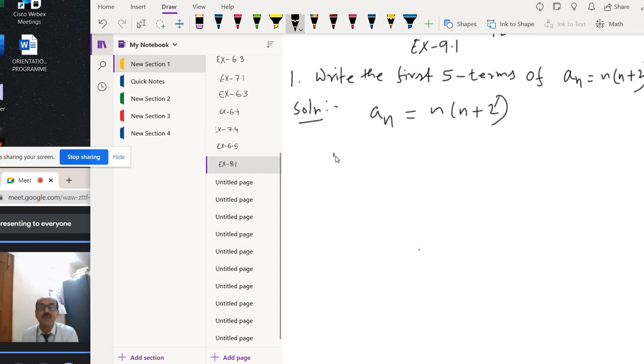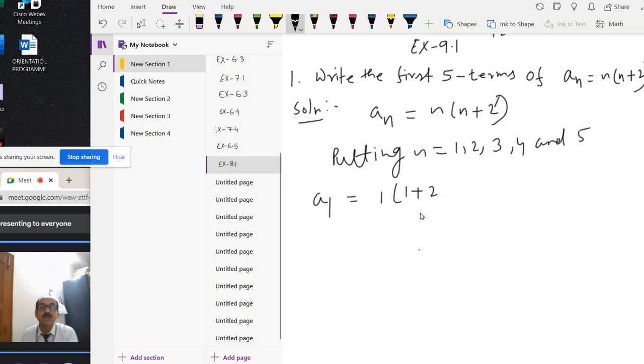So putting n equal to 1, 2, 3, 4, 5. First n equal to 1, so a1 equal to 1 into 1 plus 2, which is 1 into 3, that is 3. Okay.